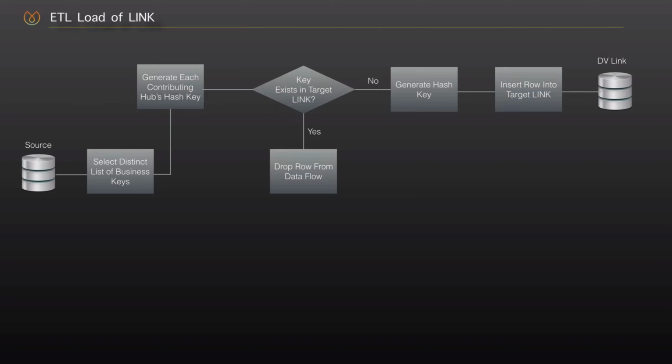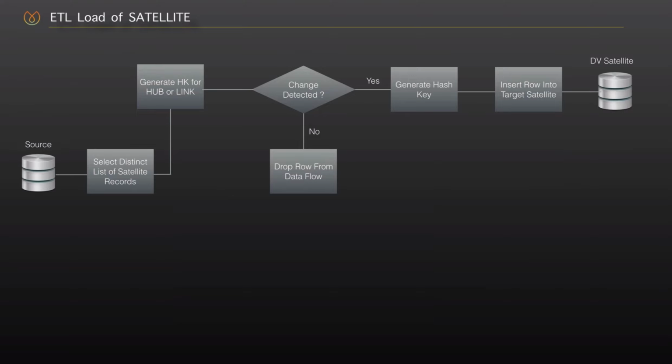First, we will generate the list of business keys and generate the hash key for each business key. And if the combination of hub hash keys exists in the target link, then we will drop this record from the data flow. So for each remaining row, meaning the combination of hub hash keys, we will generate a hash key for the link record by concatenating the hub hash keys and running the result through the hash function. And we will insert that value into the target link.